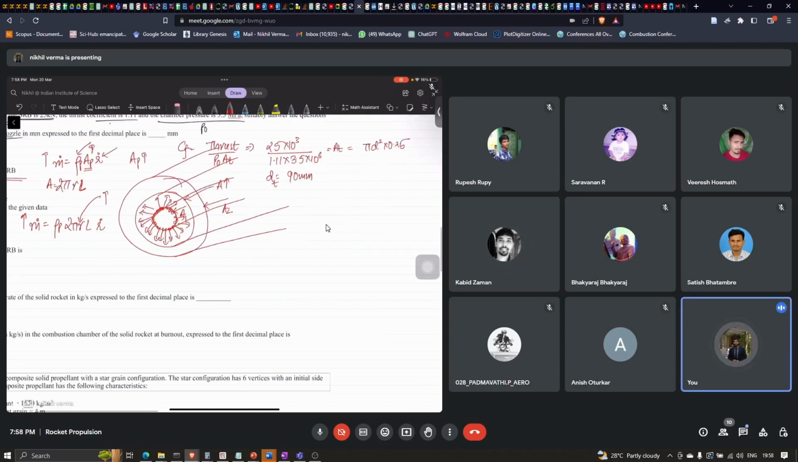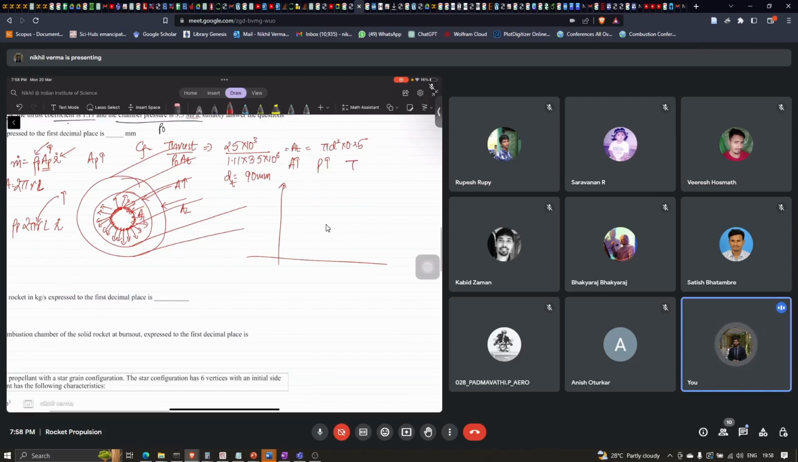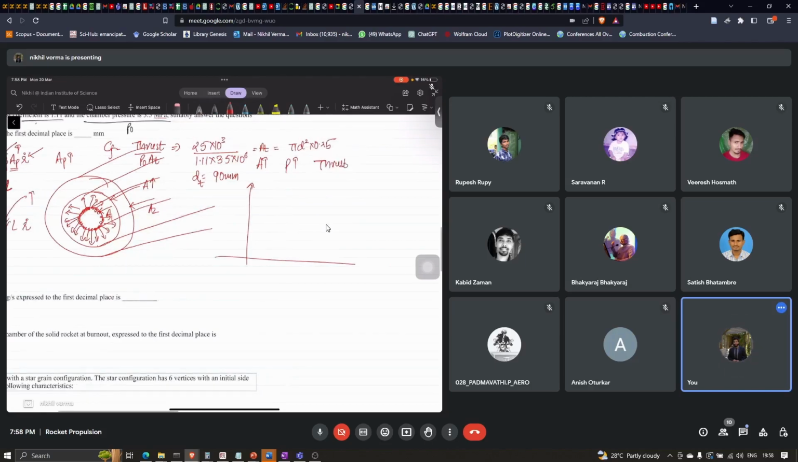Okay. So that's why we have some progressive burning. Again, if this area is increasing, the pressure will increase, the temperature will increase, and the thrust will also increase. Because thrust is given as Cf into P naught into At, right? So if P naught is increasing, the thrust will also increase, so we have this progressive burning. So pressure increases with time, okay.